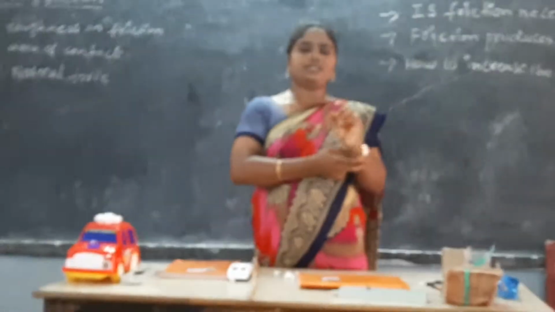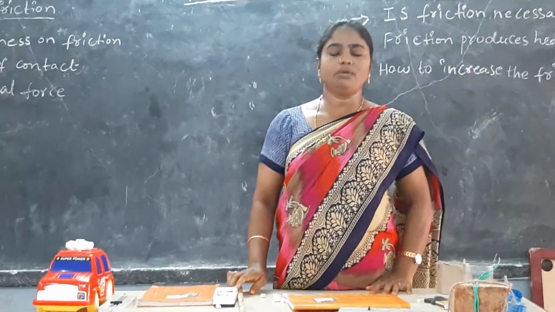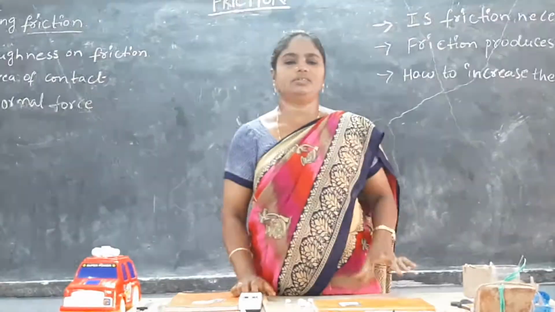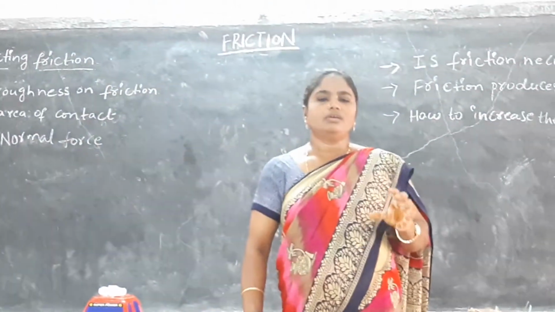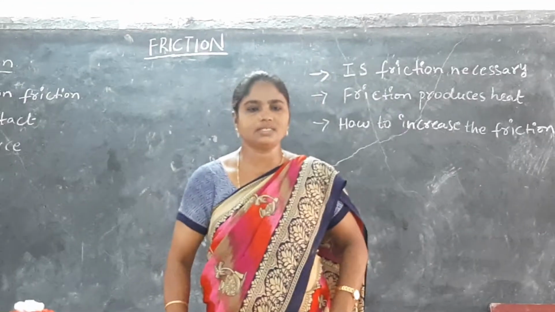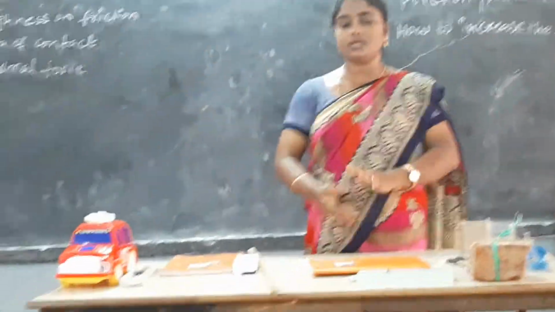Why is the distance maximum on the floor? The distance is minimum on the cloth. Why? What is the reason? There exists a friction between the ball and the cloth. So here the distance covered by the ball is minimum.